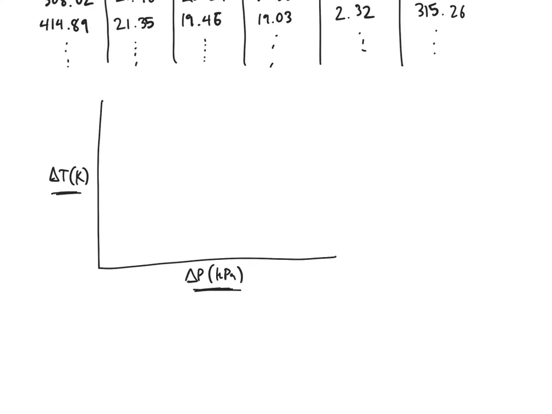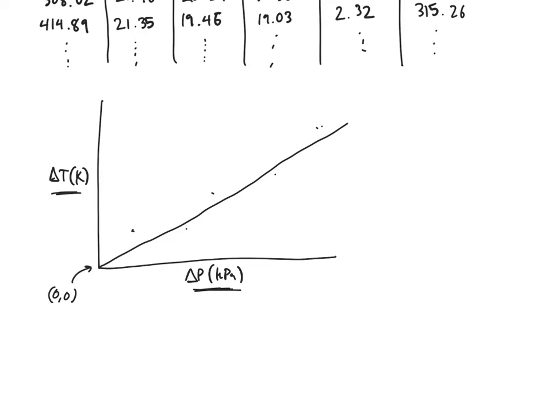And once you do that, you're going to plot all of your data points from your columns of delta P's and delta T's, and it might look something like this. Who knows? And we're going to create a trend line, and the trend line is going to need to go through the origin at 0, 0.